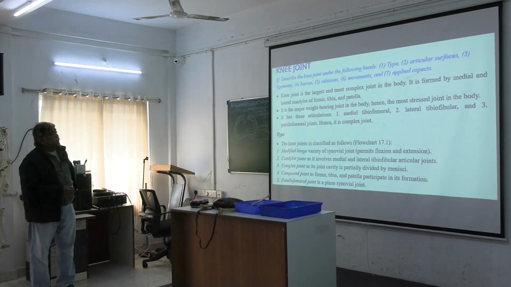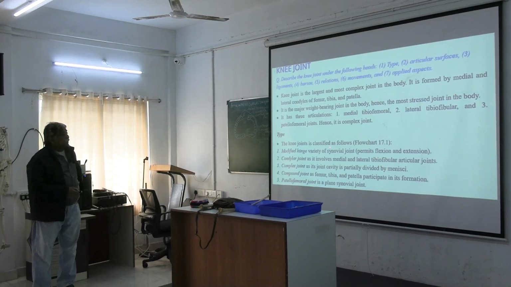It has articulations of medial tibiofemoral, lateral tibiofibular, and patellofemoral joint, hence is a complex joint. The knee joint is classified as follows: modified hinge joint, condylar joint, complex joint, and compound joint and patellofemoral joint.